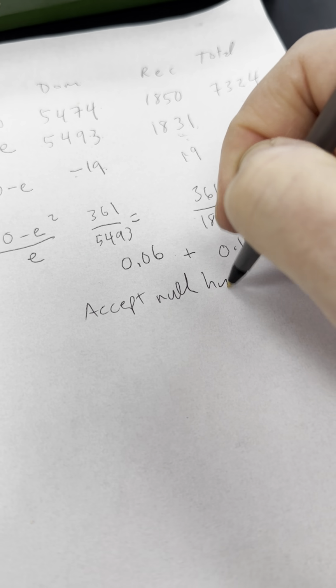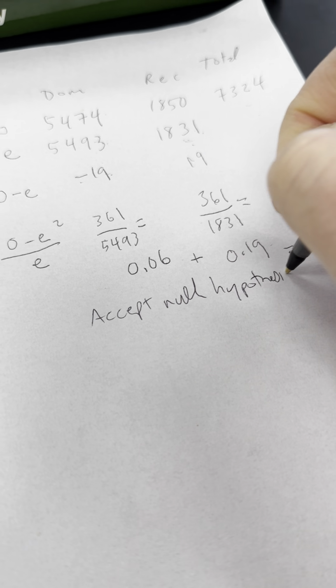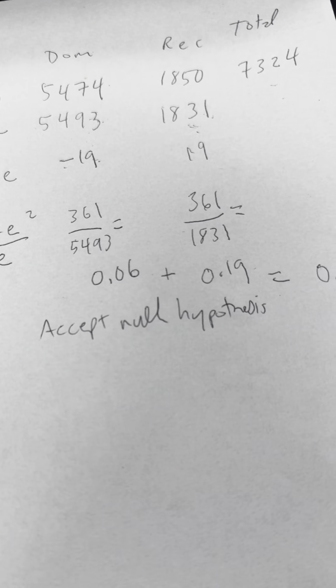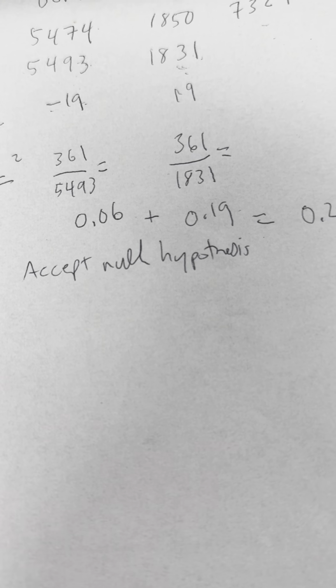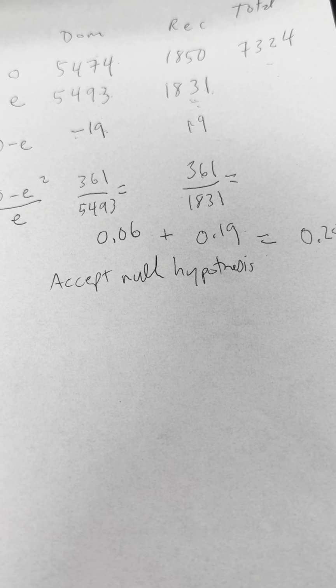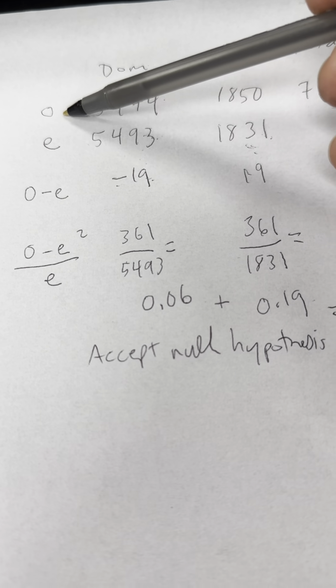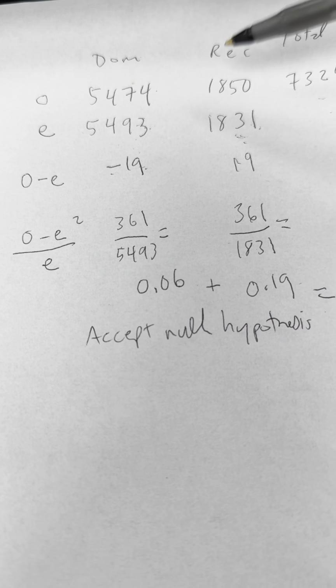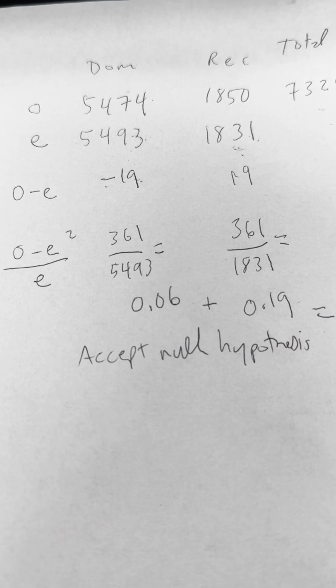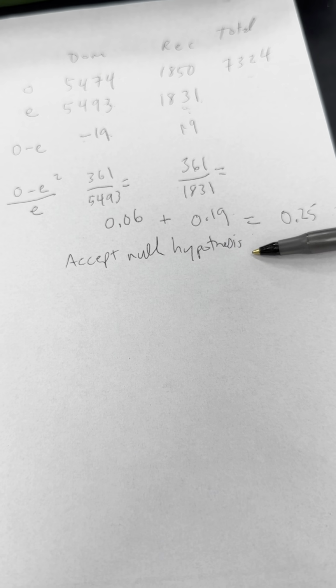Now, we should have made the null hypothesis in this video first. Remember, it says this on the study guide. Now it does. I added it today. The null hypothesis in a chi-square investigation says my observed and my expected are the same, or any difference between them is due to chance. So I'm going to accept the null hypothesis.